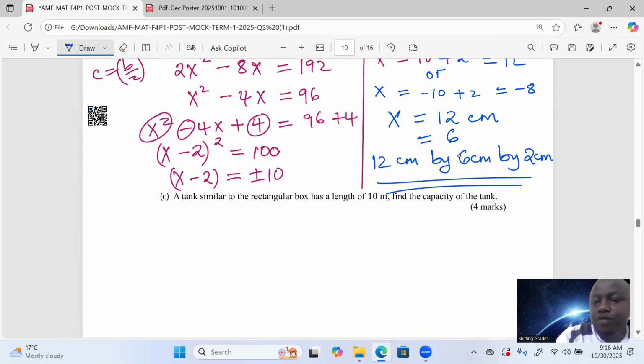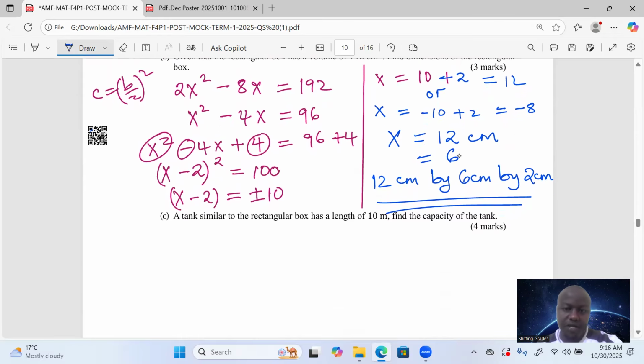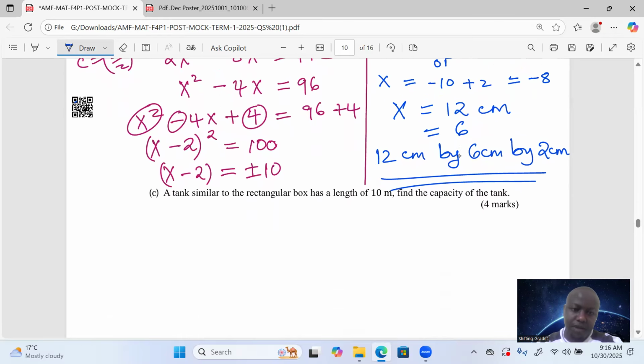That is now the meaning of dimensions. So that's how the box measures. Those are the dimensions of the rectangular box.